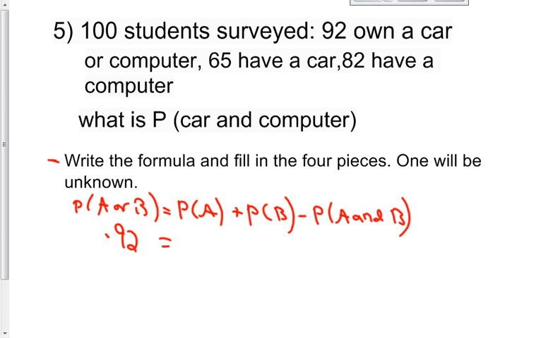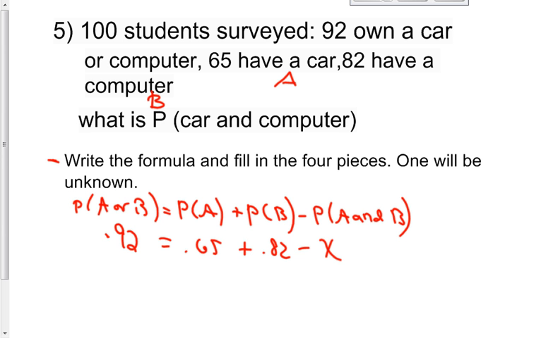0.92 equals. 65 have the car, so just the car, that would be just A. 0.65 plus 82 have a computer, so that's just B. 0.82 minus, and I don't know, that's what I'm asked. What is the probability car and computer? I need to find this, so I'm just going to shortcut and call that X.